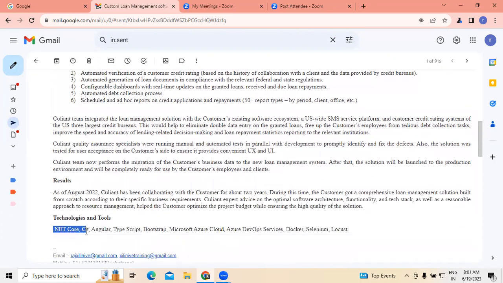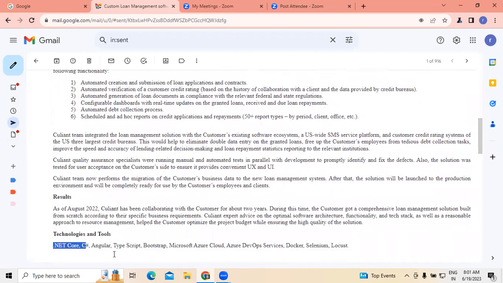At the same time, of course, they have taken Angular JS as well. Also TypeScript, Bootstrap, and Microsoft Azure Cloud, because this application is being developed in a cloud environment so that they don't require any infrastructure to be managed separately. So infrastructure management and everything comes down as it's a cloud application. At the same time, they are using Azure DevOps services, because nowadays, especially in the field of IT, integration of Azure DevOps is required.